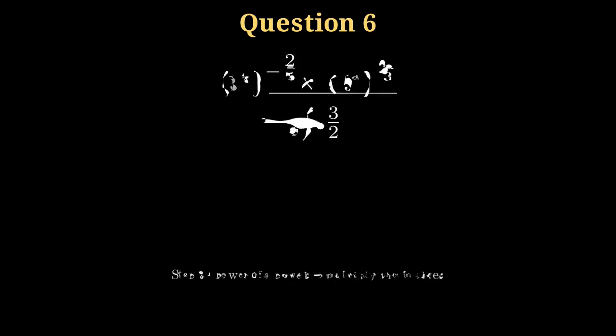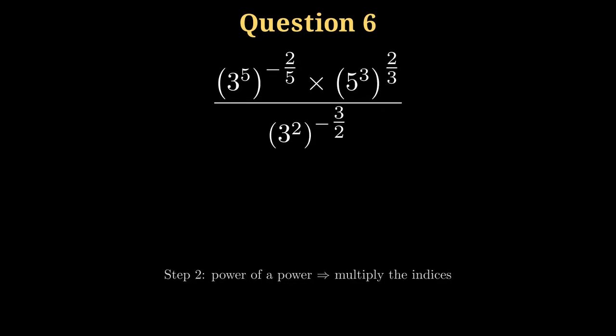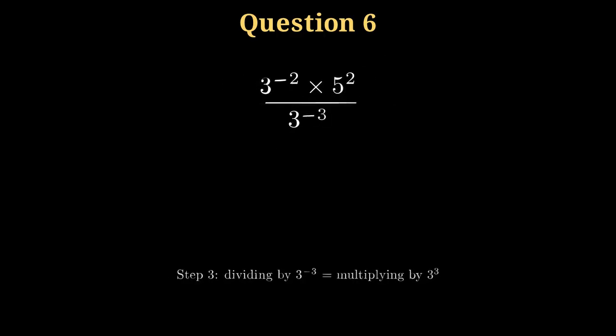The first move is to write every base as a prime number to a power. 243 is 3 to the 5th. 125 is 5 cubed, and 9 is 3 squared. Now, a power of a power means we multiply the indices. 3 to the 5th, all to the minus 2/5, is 3 to the 5 times minus 2/5, which is 3 to the minus 2. 5 cubed to the 2/3 is 5 squared, and 3 squared to the minus 3/2 is 3 to the minus 3.